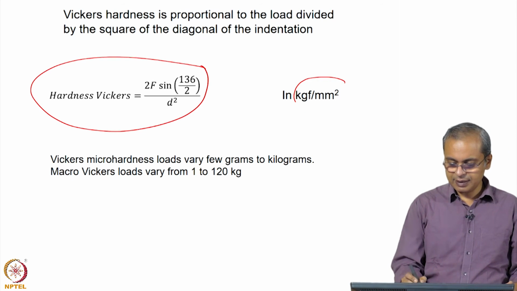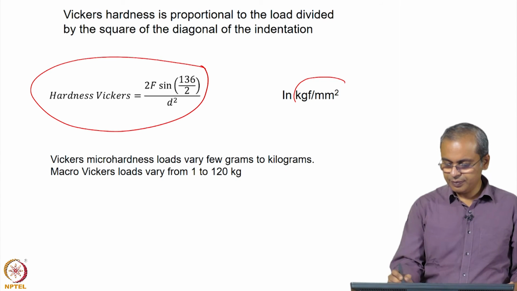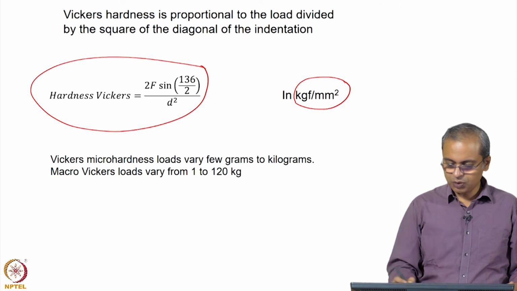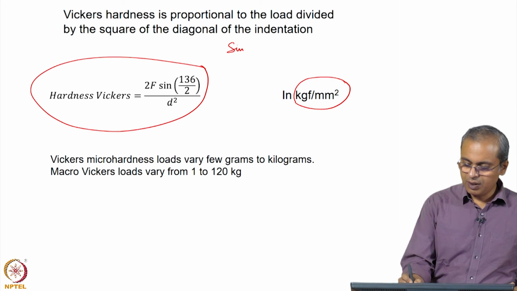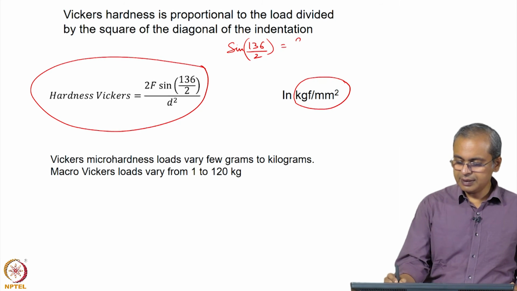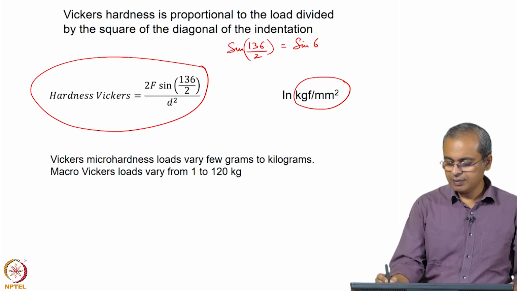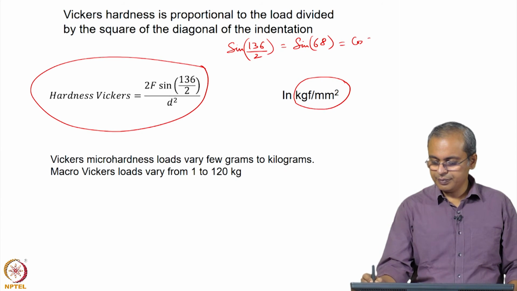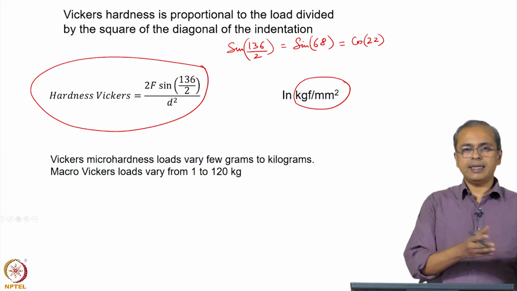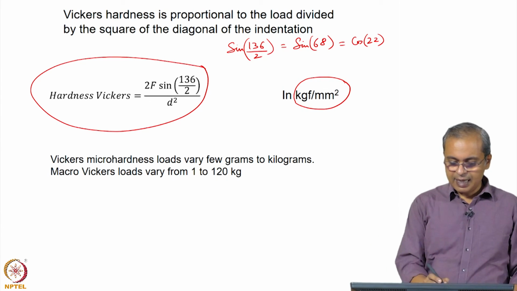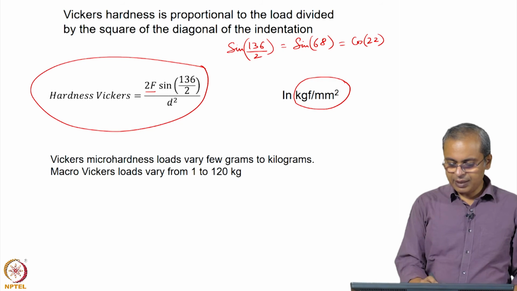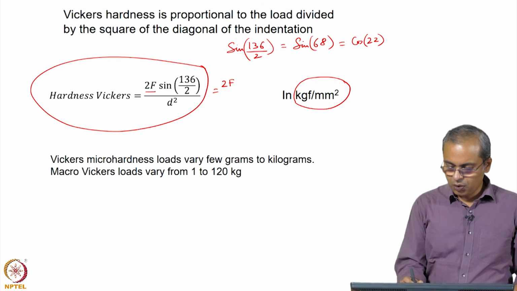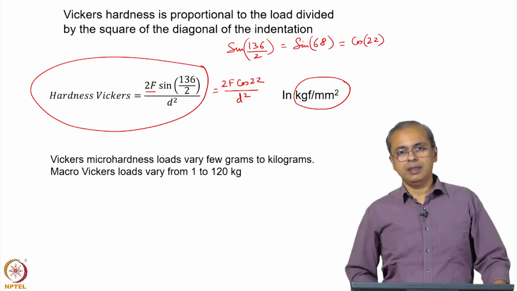It suddenly shows up here as sin 136 by 2. I had it as cos 22 there, but if you see here, sin 136 divided by 2 is the same as sin 68, which is 136 by 2, and that is the same as cos 22, because sin theta is cos 90 minus theta. So, that is basically all we have here. Otherwise, you have the same thing here, 2 F, so this is the same as 2 F cos 22 by d square, which is what we derived in our previous slide.